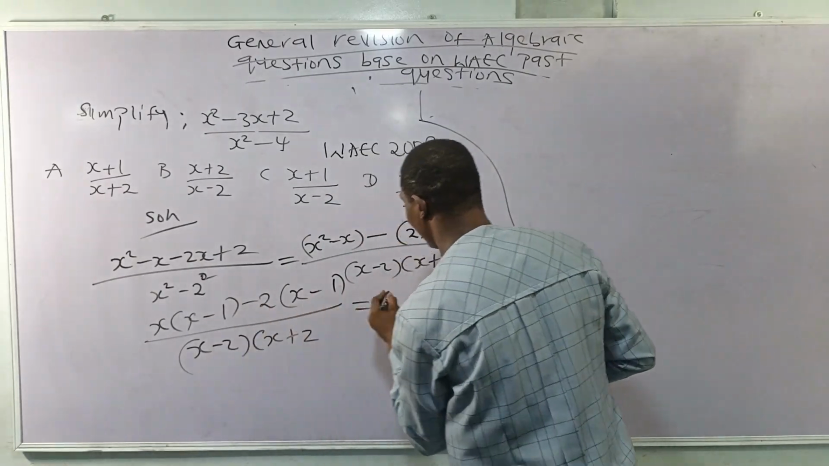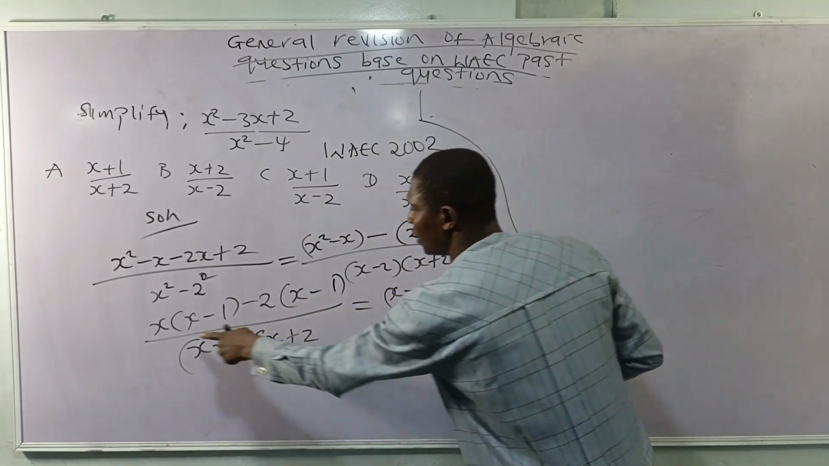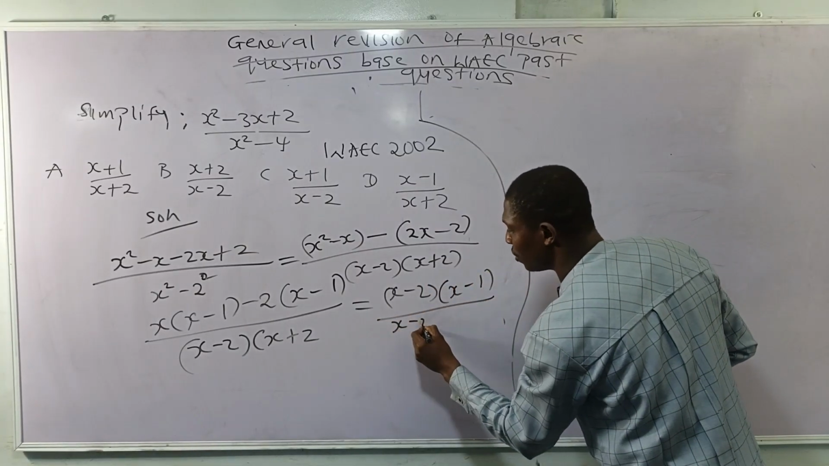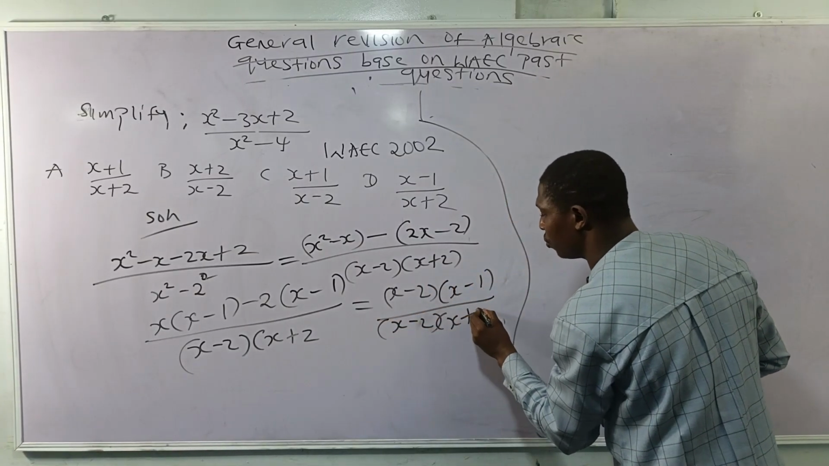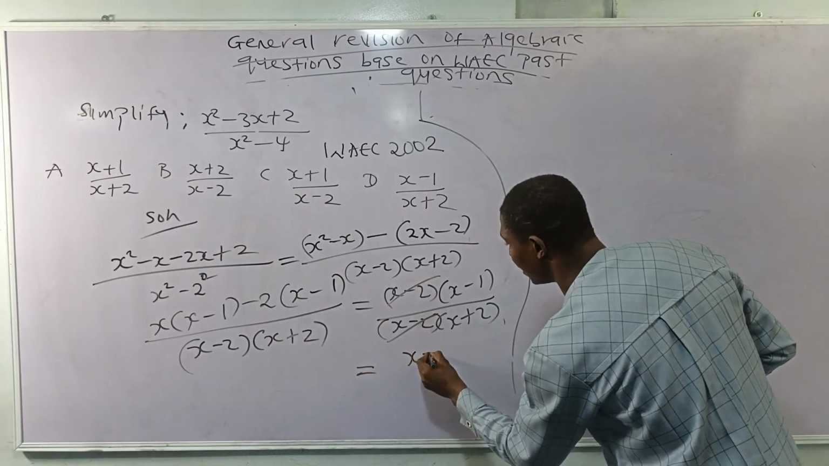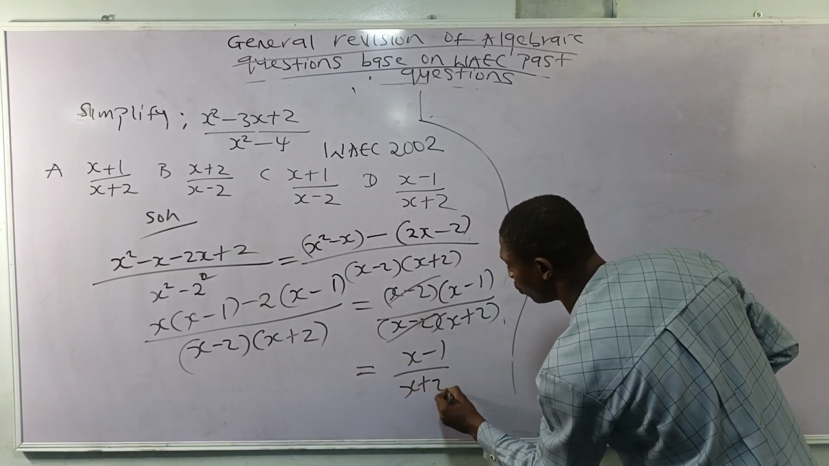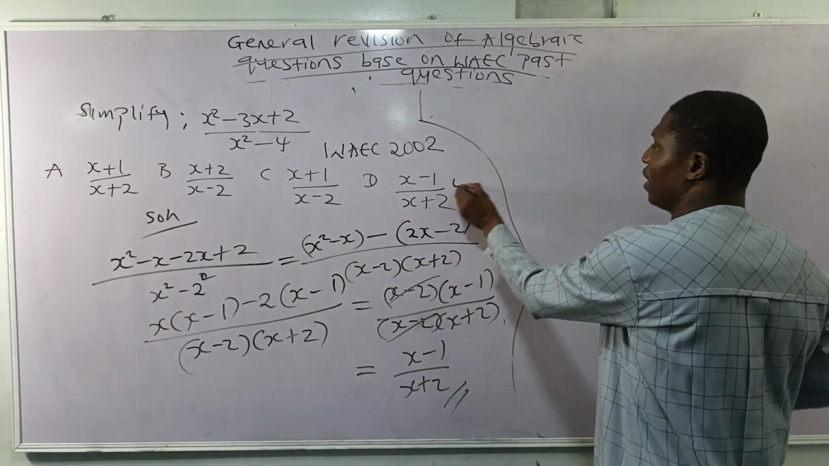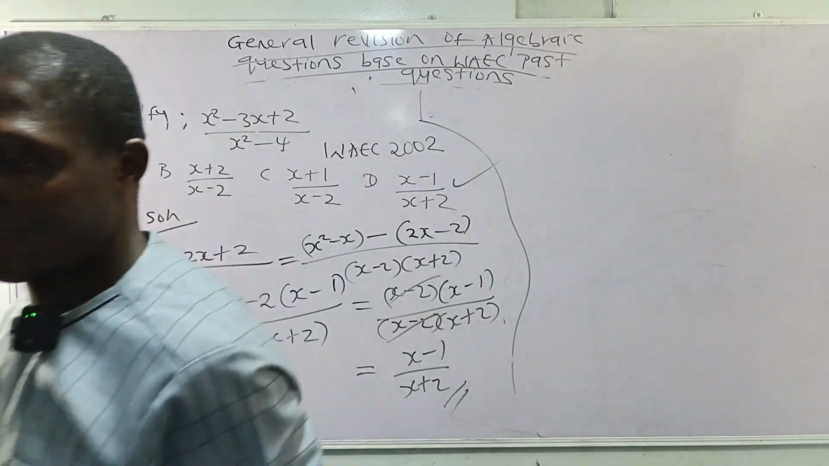And this will give me, since these two brackets are the same, I'll simply pick (x minus 2), this and this. And I'll pick (x minus 1) all over (x minus 2) bracket (x plus 2). So (x minus 2) can cancel (x minus 2), and my final answer is (x minus 1) all over (x plus 2), which is (x minus 1)/(x plus 2). So my option is D.